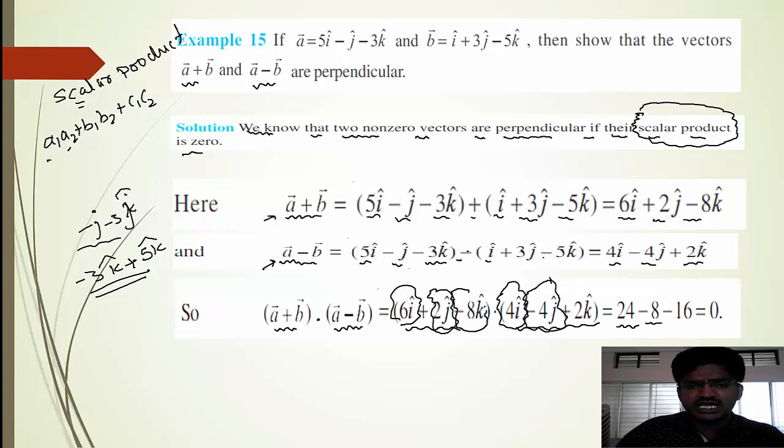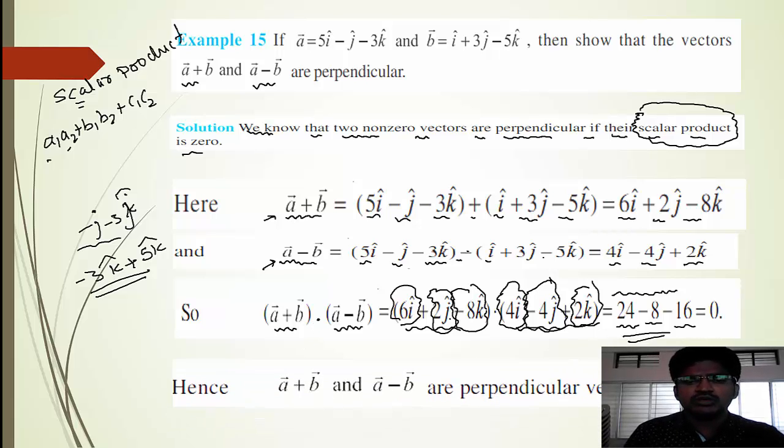Next, minus 8 k cap and plus 2 k cap. 8 into 2 is 16, and minus into plus is minus, so minus 16. If you simplify this, 24 minus 8 minus 16, that means 24 minus 24, it will be equal to 0. Therefore, the dot product is 0. If the dot product is 0, both the vectors are perpendicular to each other. That means vector A plus vector B and vector A minus vector B are perpendicular to each other.